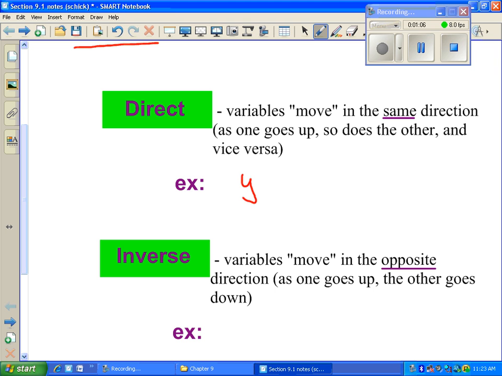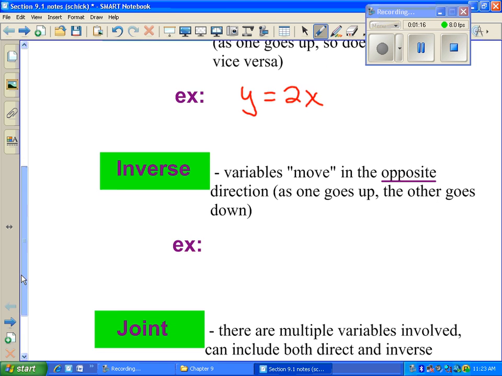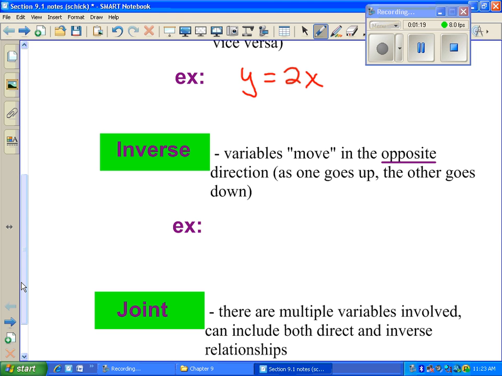What's an example of this? Y equals 2x. Basic, almost like a linear equation. It is a linear equation, just a little different, where the y-intercept is 0. What's an inverse variation? Well, this is when the variables move in the opposite direction. As one goes up, the other goes down. The faster I go, the less time it takes me. That's an inverse variation. The example of that is y equals 5 divided by x. Instead of multiplying, I'm going to divide by my x.